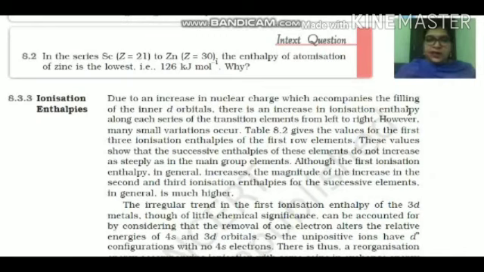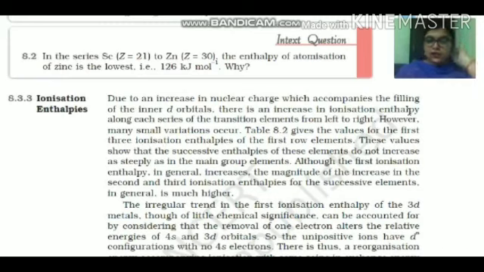Welcome once again. Here we are going to start our next important topic, that is ionization enthalpy. Okay, ionization enthalpy, children. First, you should know what is ionization enthalpy? The amount of energy which is required to remove an electron from an isolated gaseous atom. This is known as ionization enthalpy.